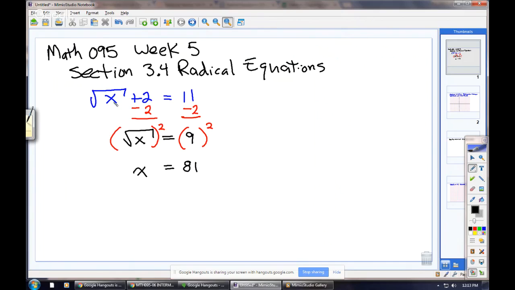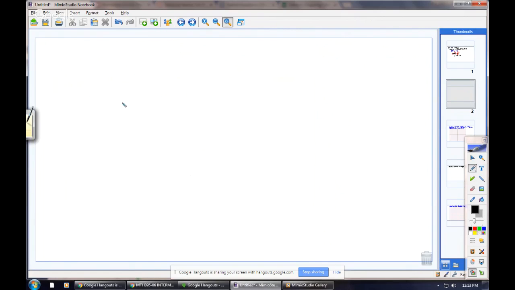You can kind of think about it and check. What's the square root of 81? Well, it's 9. 9 plus 2 is 11. So it looks like this is going to check. I'm going to get to do some more complicated ones.